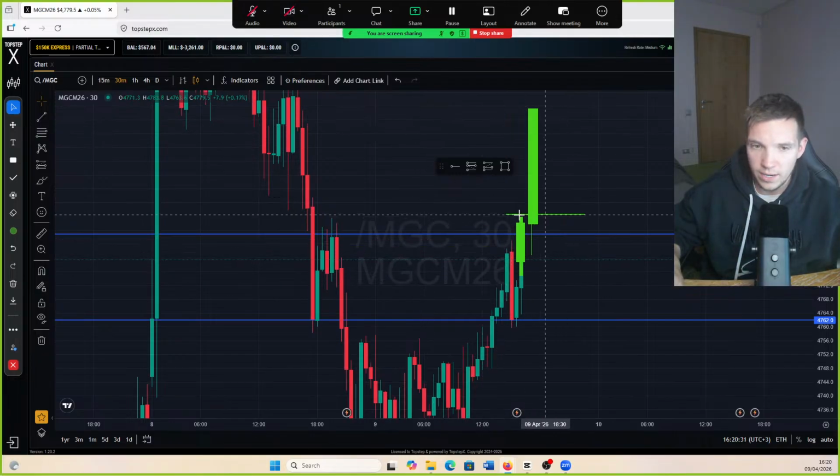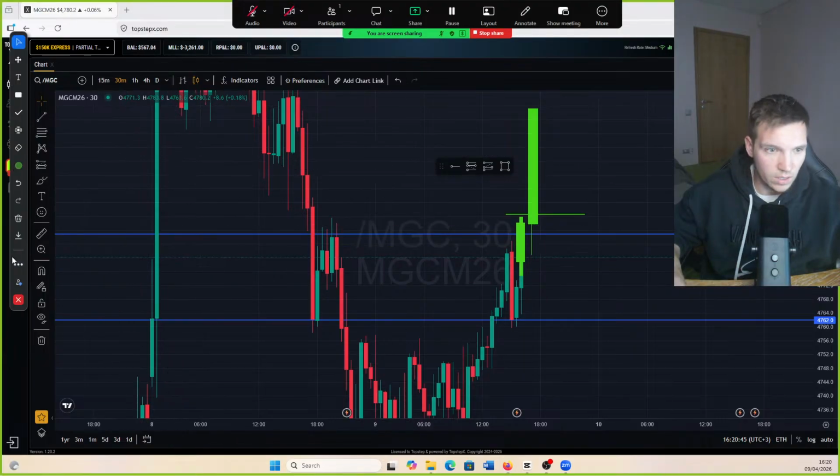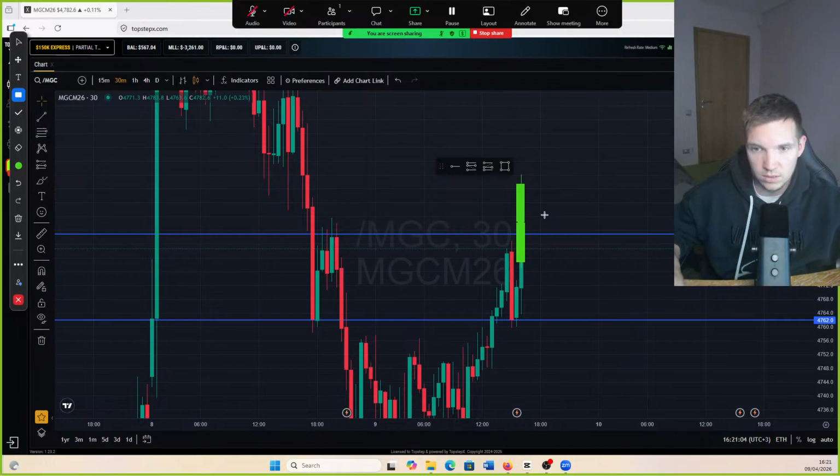The only way I can take these types of breakouts is if the candle, first of all, closes close to the previous range. So let's say this candle closes something like this. Yeah, for me this would be 100% overextended.